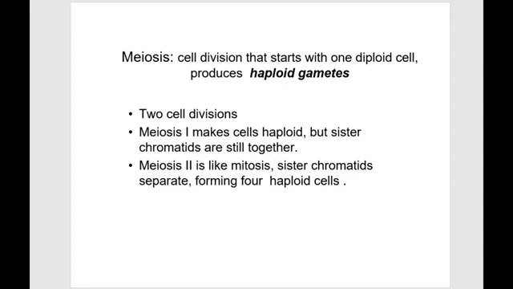Now let's talk about a very special type of cell division, meiosis. Meiosis occurs in germ cells in your ovaries or testes, and meiosis is for producing haploid gametes. We are a species that uses sexual reproduction. That means that two individuals are going to contribute DNA to a single offspring.